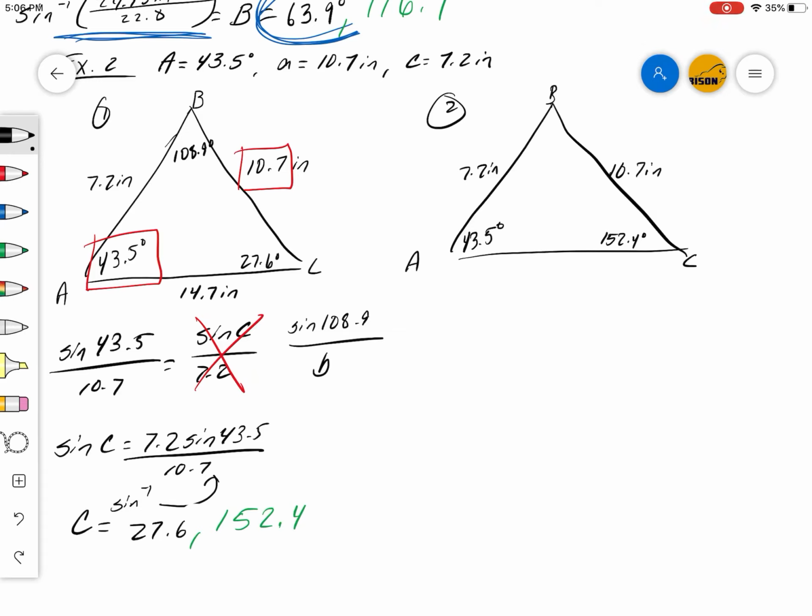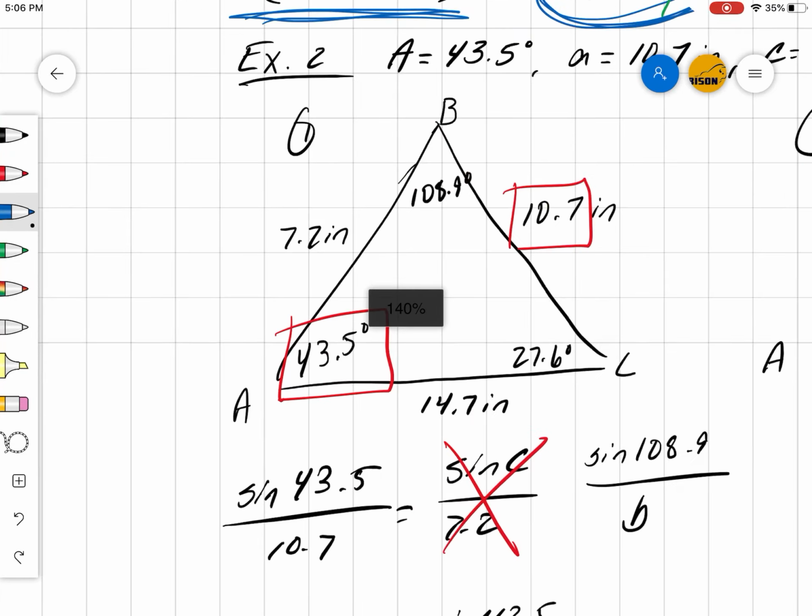And then finishing out triangle 2 over here, I'm going to figure out what angle B is. So 180 minus 43.5 minus 152.4. Oh, that gives me negative 15.9. Negative 15.9 degrees. Is that a thing? Is that even possible? That's what we have to ask ourselves here. Okay, so let's come back to triangle 2 in just a second.